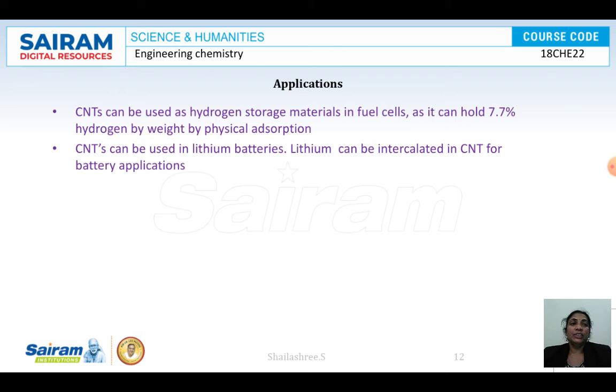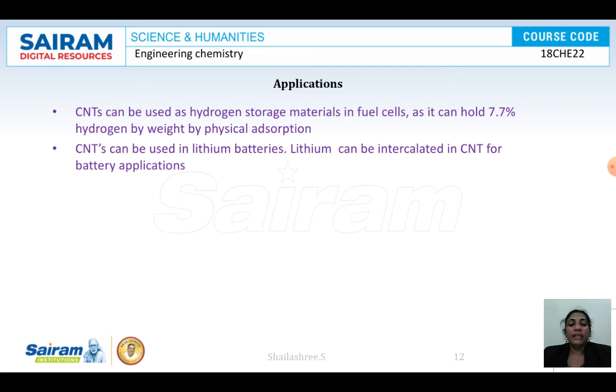Coming to the applications of CNTs, they can be used as hydrogen storage materials, a similar application to fullerenes. They can hold around 7.7% of hydrogen by weight. CNTs can also be used in lithium batteries, where lithium can be intercalated in CNT. In lithium ion batteries we generally use graphite, because graphite has an intercalation structure. In place of graphite we can use carbon nanotubes in lithium ion batteries.